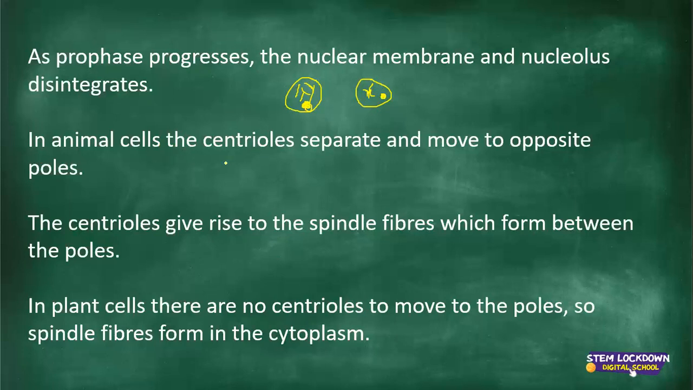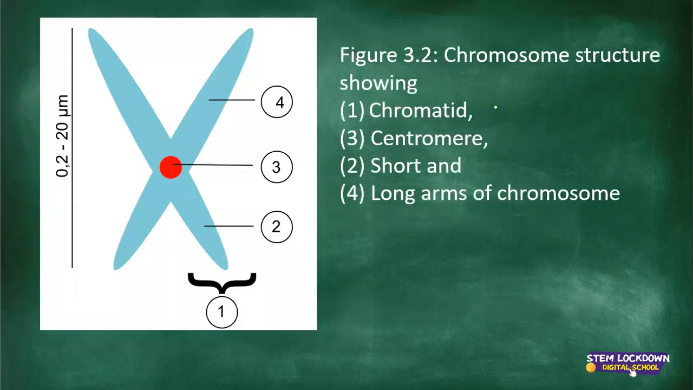Then what happens? In animal cells, the centrioles will separate and move to opposite poles. The centrioles give rise to the spindle fibers which form between the poles. In plant cells, there are no centrioles to move to the poles, so spindle fibers form in the cytoplasm. So animal cells have the centrioles which will separate, but in plant cells, there are no centrioles, so the spindle fibers will just form in the cytoplasm.